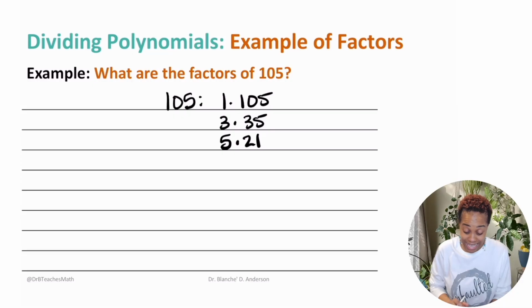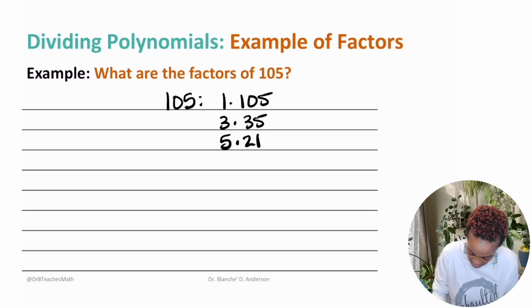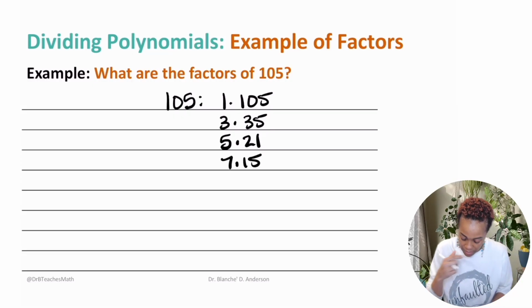105 divided by 7. 15. 7 times 15. I'm thinking that's it. Yep. 105 divided by 9? No, it ain't going to be 9. It's not going to be 10. So that's probably all the factors.